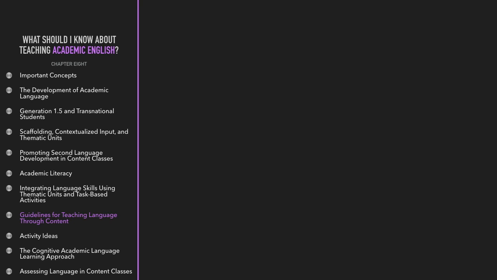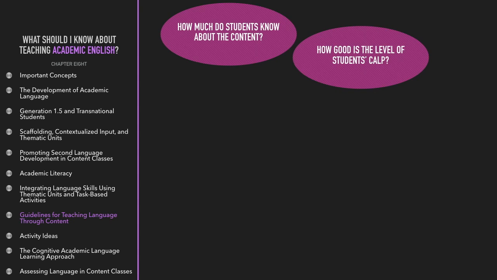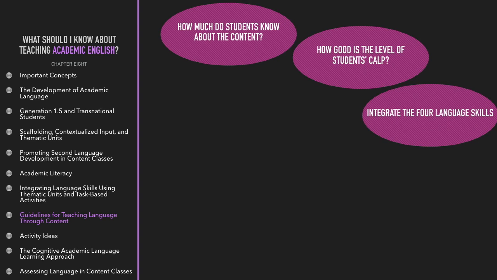We've learned in this chapter that content classes should focus on both language and content objectives. On pages 193 and 194, we see a few guidelines to help do this. First, we need to understand the level of our students. That is, how much do they already know about the content area, and to what degree has their CALP language developed? We mentioned before that we need to integrate the 4 skills when teaching, and this is also true for CBLT. Choose tasks that involve a variety of language skills.